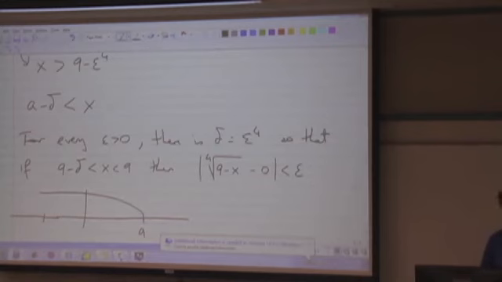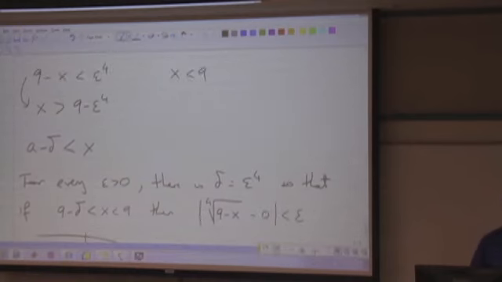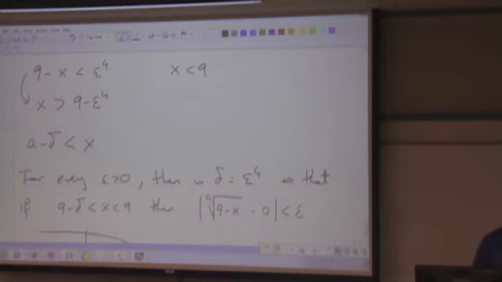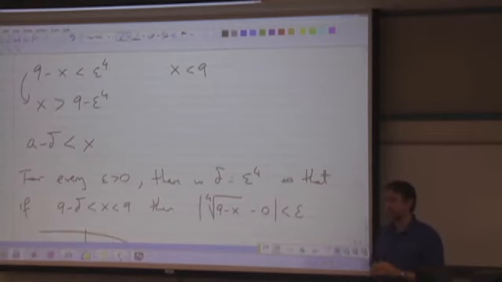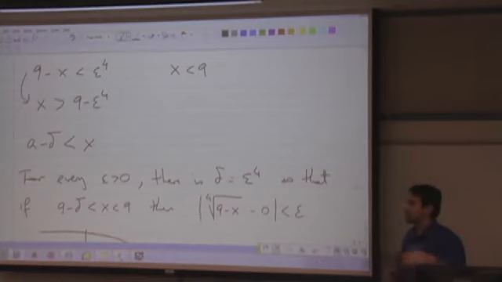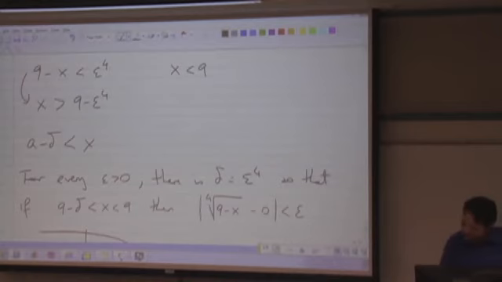Okay, since we have 9 minus delta, and then our end answer is 9 minus epsilon to the fourth, you match them. 9 minus epsilon to the fourth has to be the same as 9 minus delta. So then delta is epsilon to the fourth. And again, the whole point is this was an equivalence, so you just go back up and pick it up.